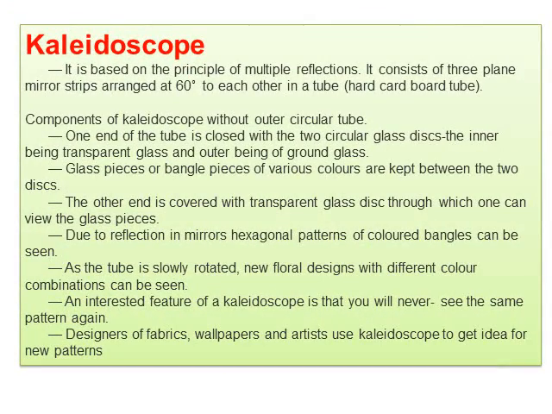Now let us see how to design the scene instrument, that is kaleidoscope. How can we make a kaleidoscope of our own? It is based on the principle of multiple reflections. It consists of 3 plane mirror strips arranged at 60 degrees to each other in a tube.